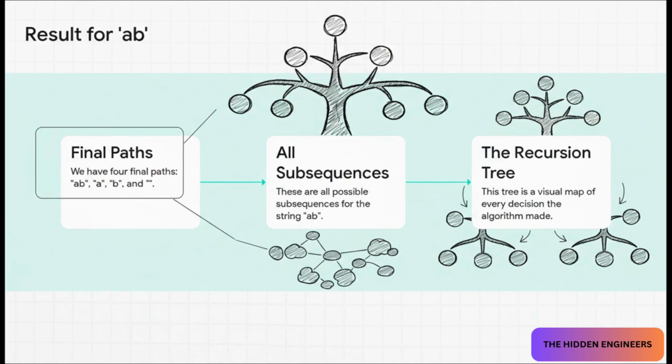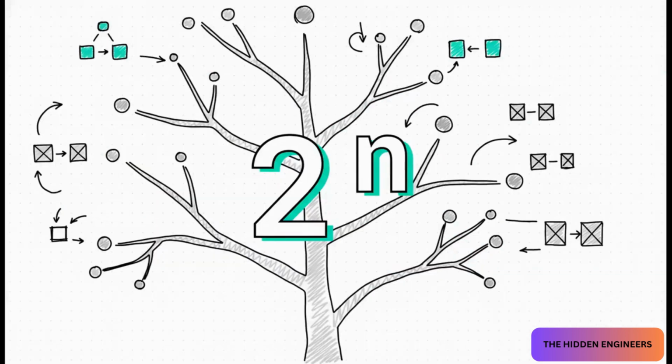This branching thing we've built, that's a recursion tree. It's basically a map of every single decision our algorithm made along the way. You can probably see the pattern here, right? Every new character we look at, we double the number of branches. This is exponential growth. So for a string with n characters, you're going to end up with 2 to the power of n subsequences. That's a lot. And that's the price you pay for exploring every single possibility.